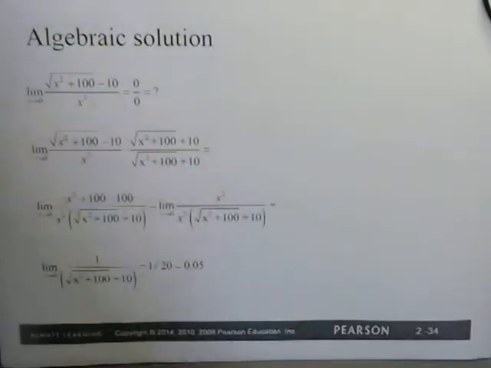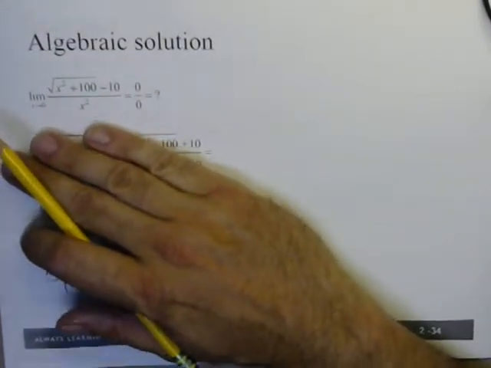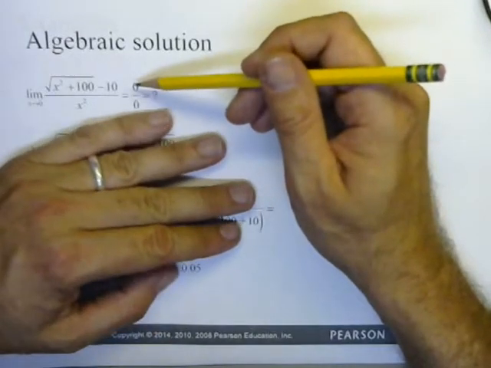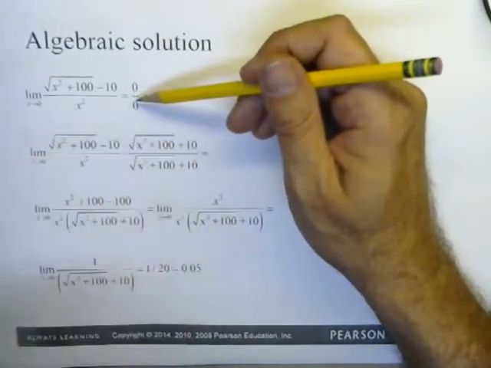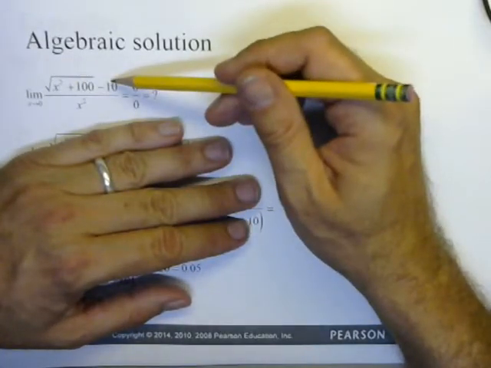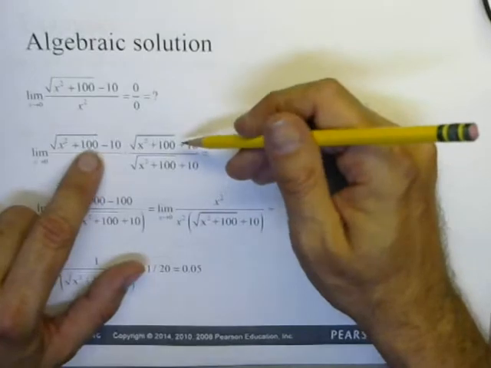So the question is, how do you tackle a problem like this, where when you plug in the limit, you get 0 divided by 0? We'll see that there are other ways to tackle this. But one way you can do this, and it depends on the kind of function you're dealing with, but especially for problems where you have square roots, what you typically want to do is multiply by the conjugate.